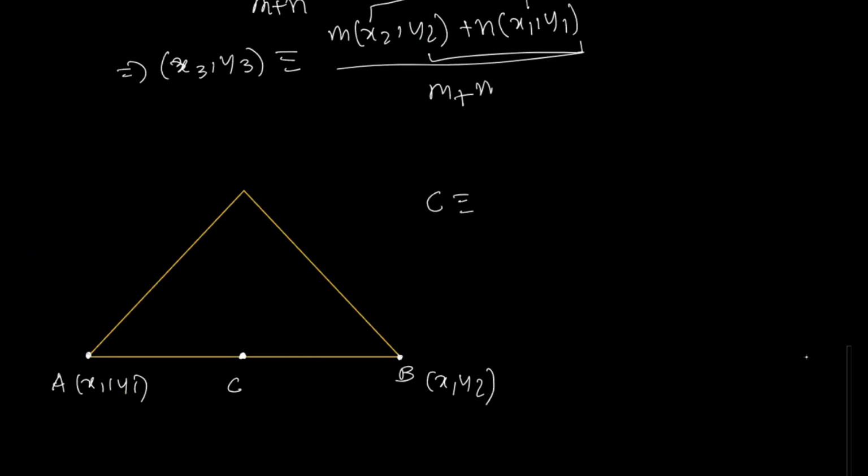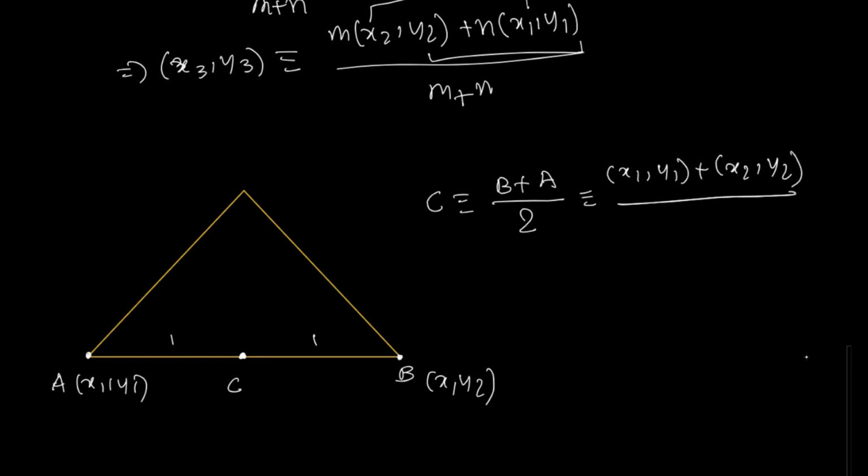C is just equivalent to, what does it mean to be equal? It means this is also 1, this is also 1. It should be 1 into B plus 1 into A, whole divided by 1 plus 1, that is 2. It means x1 plus x2 comma y1 plus y2 whole divided by 2. We add the x values and we add the y values, then we can get C.